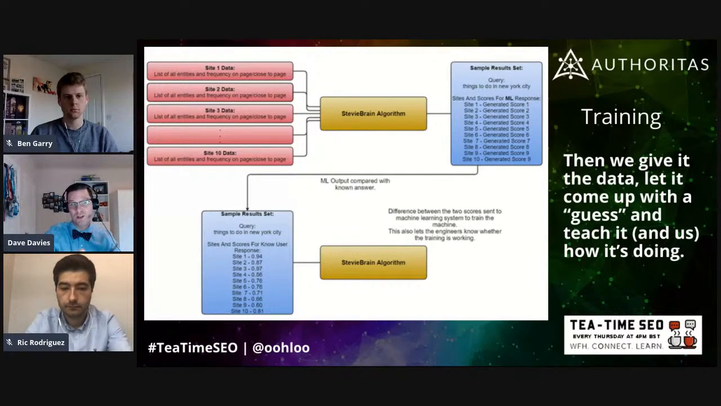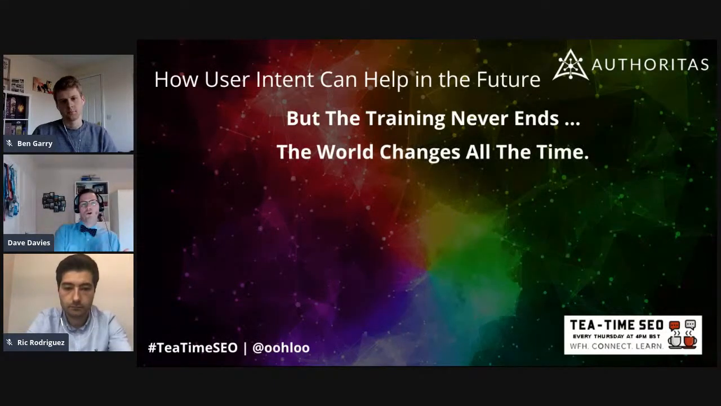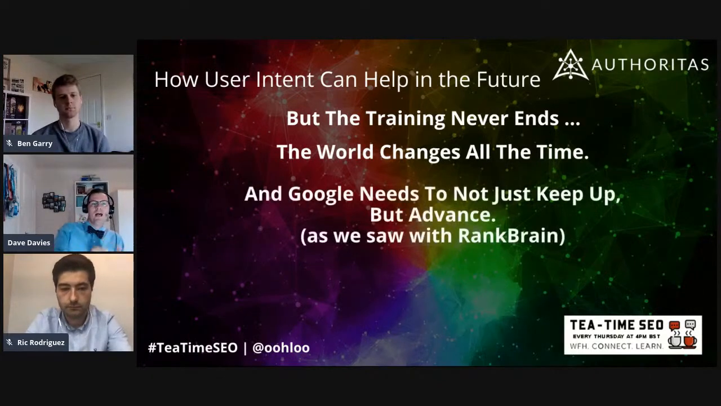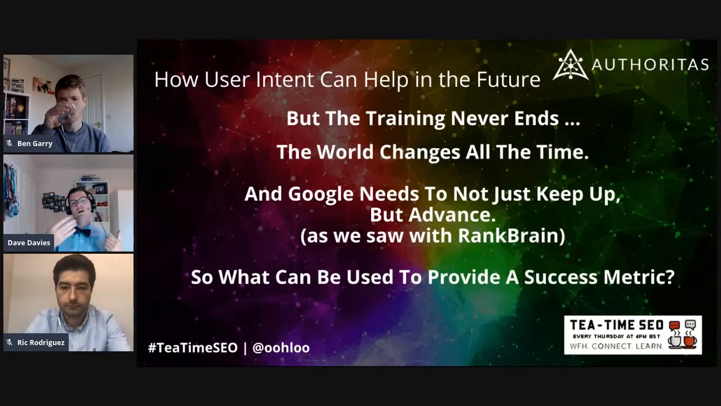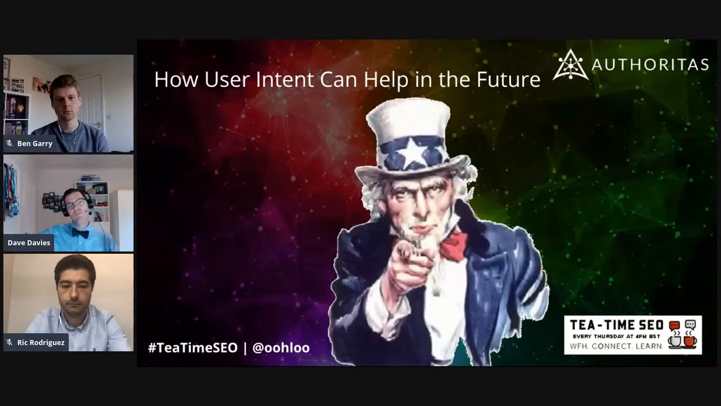Fact is, 15% of queries, as we heard, are unseen. Users are changing constantly, so we don't always know. We can't keep up with constantly knowing the answer. Sorry, next. So the training can never end. The world changes all the time, and Google needs to keep up with it. As we saw with RankBrain, they put it in for the 15% that we'd never seen, then deployed it fully live. What can possibly be a success metric in a world where we are trying to constantly keep up?